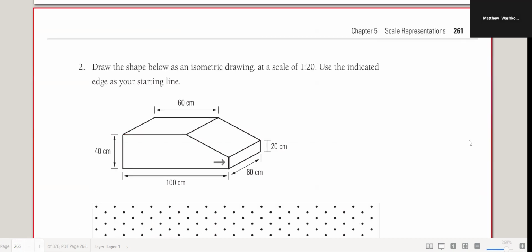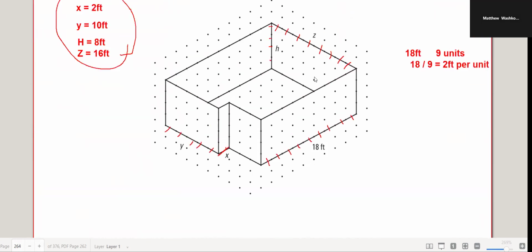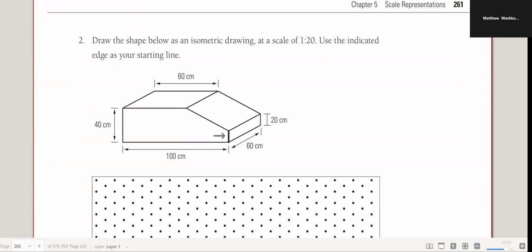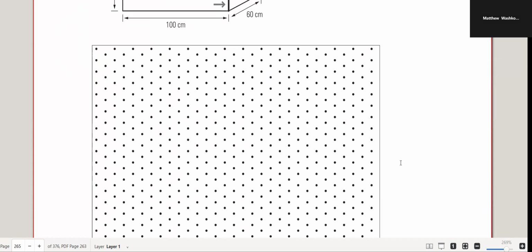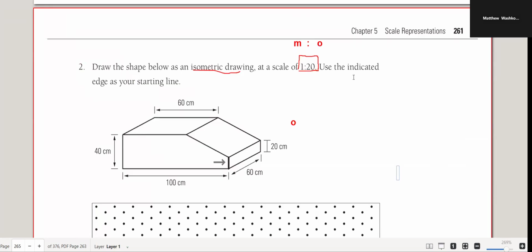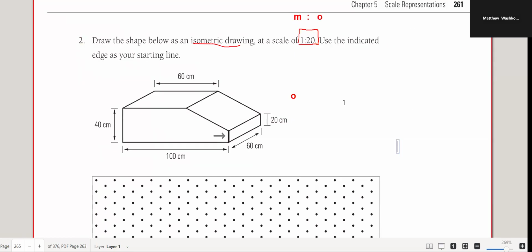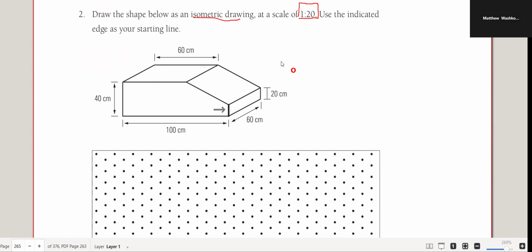So for this one here, reading it is not too difficult. Drawing it, that's the hard part. Now, I want to draw this shape here as an isometric drawing on this paper, at a scale of 1 to 20, again, model to original. This is my model. This is my original. What that basically means is that the original is 20 times bigger. So 20 would turn to 1 unit long.